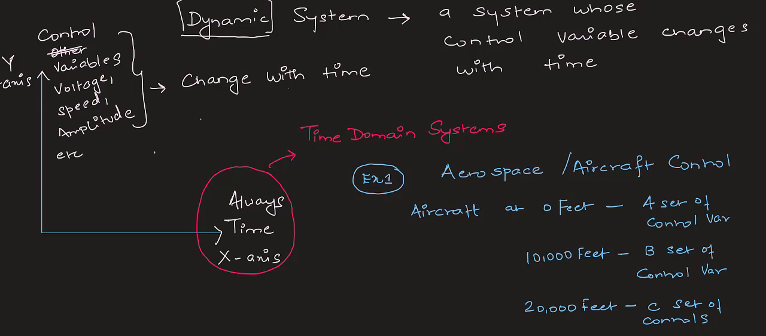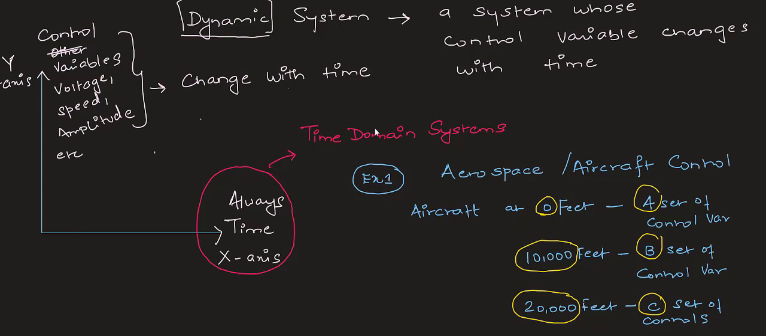Good. So here you can see, for 0 feet, my control variable settings will be at A, for 10,000 feet, my settings will be at B, and for 20,000 feet, my control system settings will be at C. So this is an example of a dynamic system.